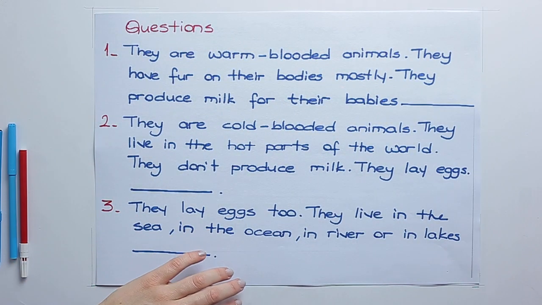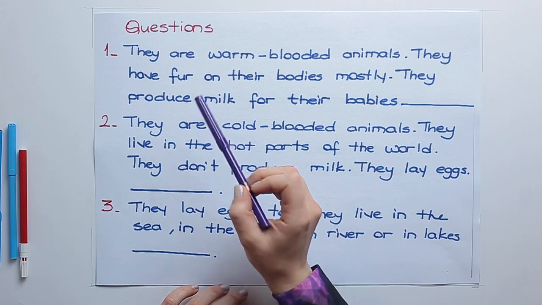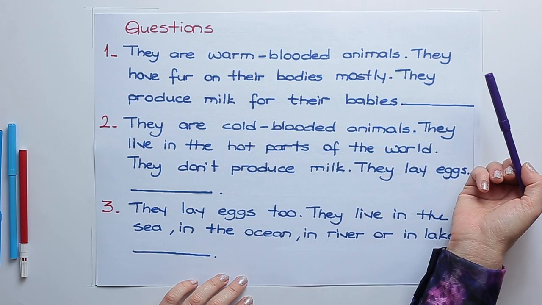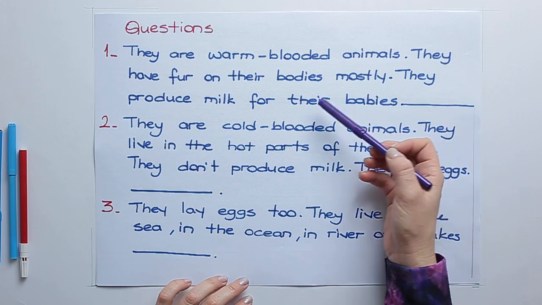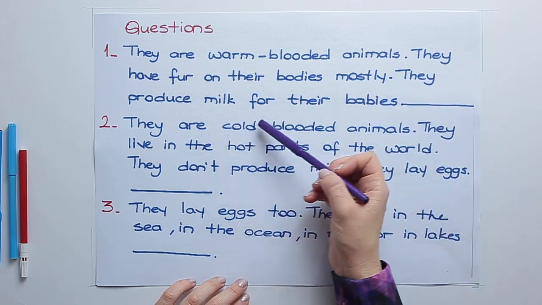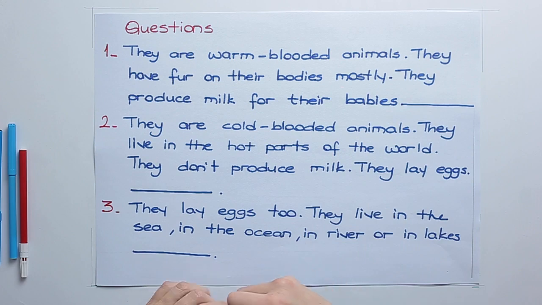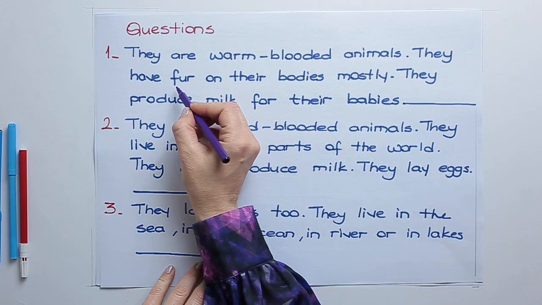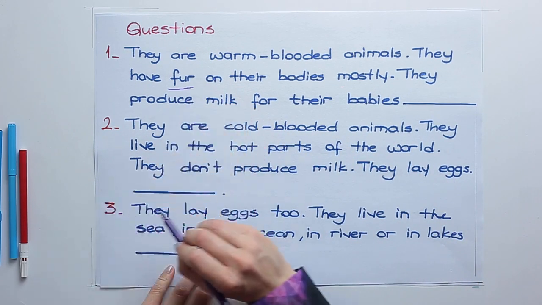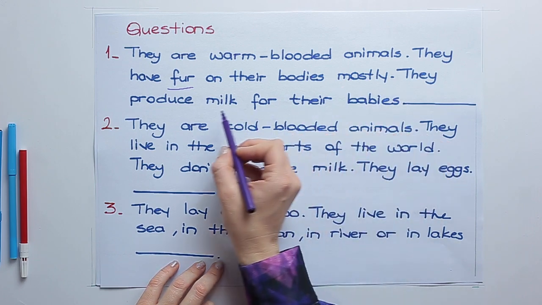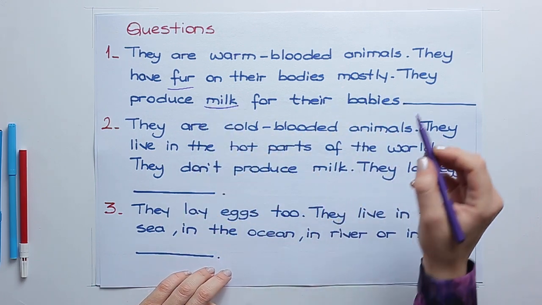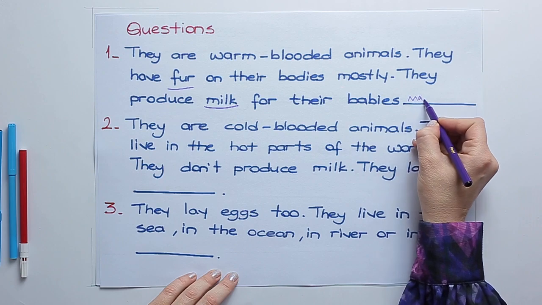Now we've got a few questions to ask. They are warm-blooded animals. They have fur on their bodies mostly. They produce milk for their babies. If you remember, the kind that has fur, the kind that produces milk for their babies are called mammals.